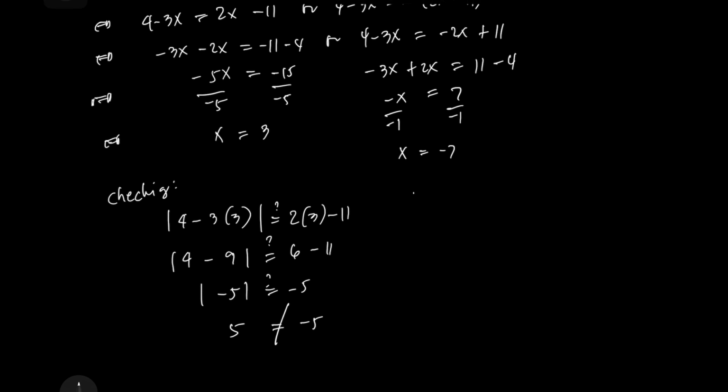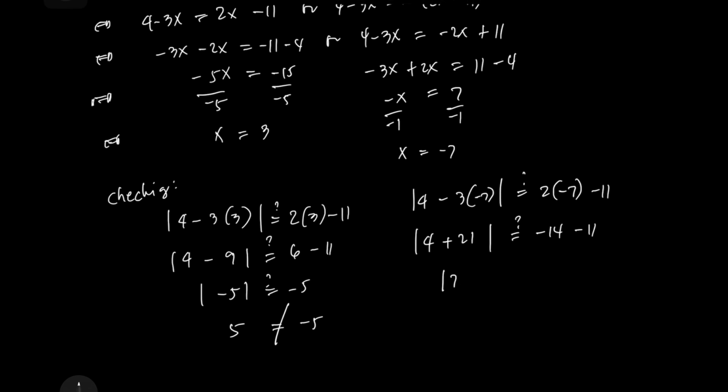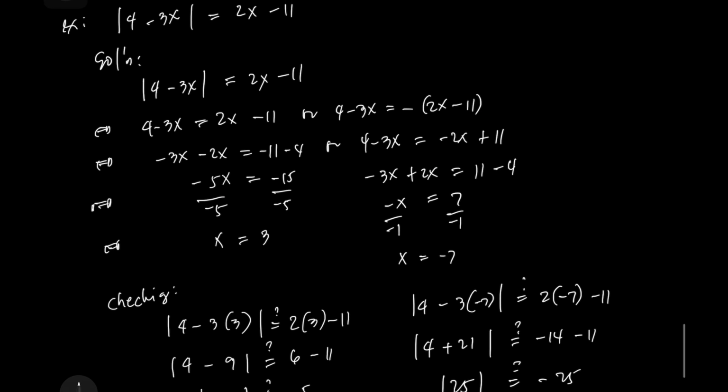How about the negative 7? 4 minus 3 times negative 7, absolute value, is it equal to 2 times negative 7 minus 11? So we have 4 minus, so that becomes plus 21. Is it equivalent to negative 14 minus 11? 4 plus 21, that's the absolute value of 25. This is negative 25. 25 is not equal to negative 25. So negative 7 is not a solution.